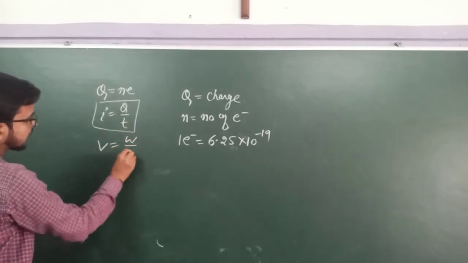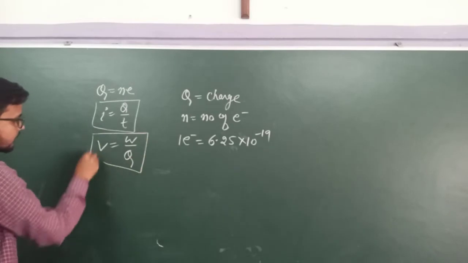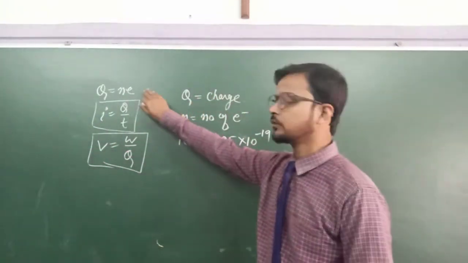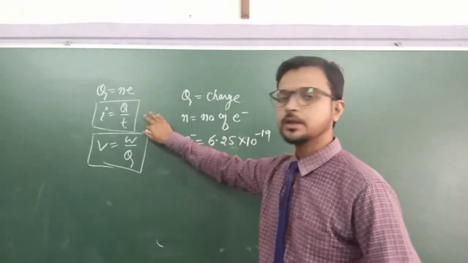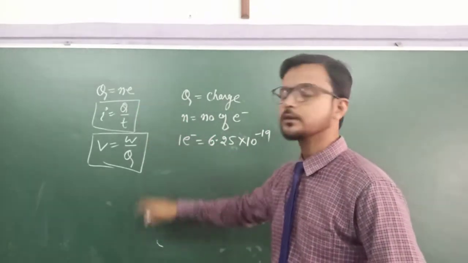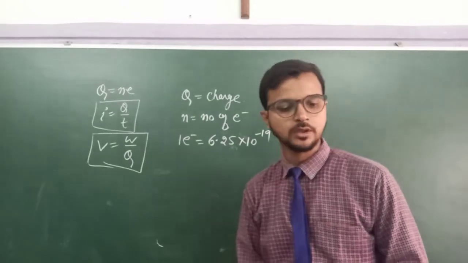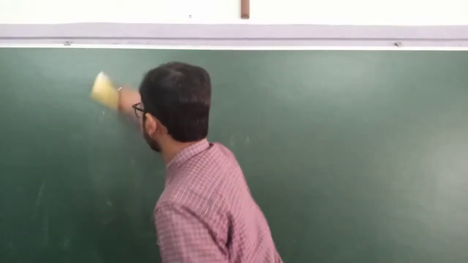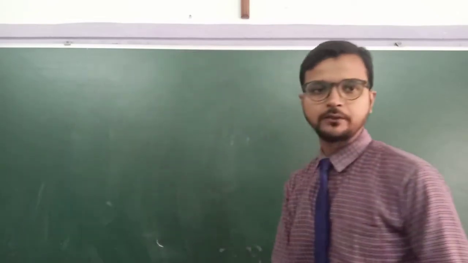Now today I will take some questions on these three formulas: Q is equal to NE, I is equal to Q upon T, and V is equal to W upon Q. These are the three formulas on which we will take some questions in your book. Now we take the first question.